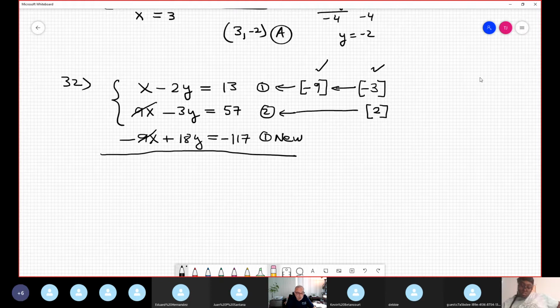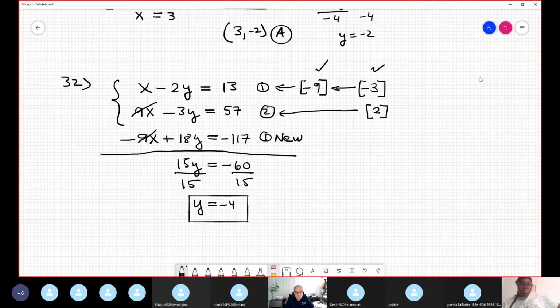Now 18 minus 3 is 15. Now we have negative 117 minus 57 is negative 60. Of course, negative 60 divided by 15 both sides is negative 4. Y equal negative 4.